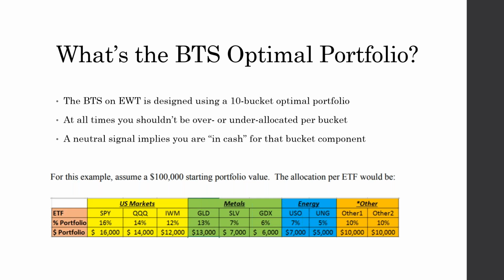And the two other buckets, these are signals that'll trigger like TLT or maybe a different type of ETF. And I'll go over the ETF list of signals that I cover here in a minute. So, if you don't have a GLD signal active, that means it's neutral. It means that that $13,000 sitting there in cash, you're not putting it anywhere else. It's just sitting there in cash waiting to be put to use when you get that signal.